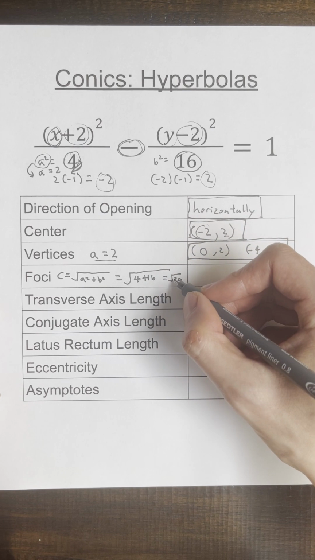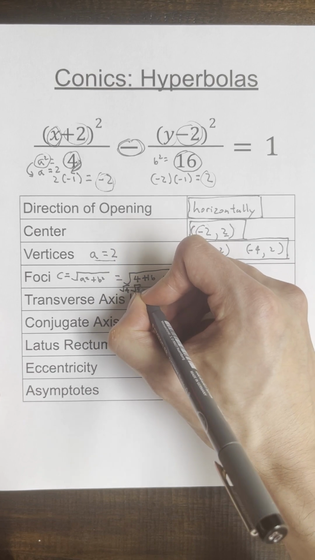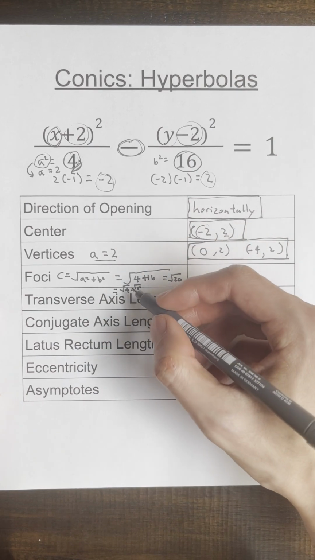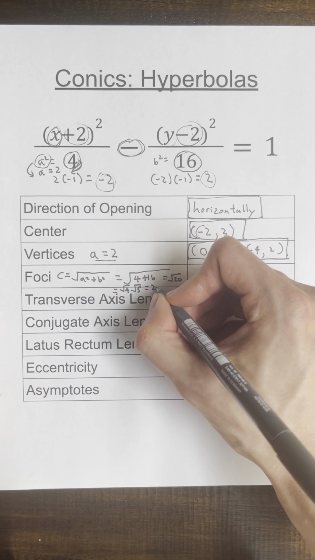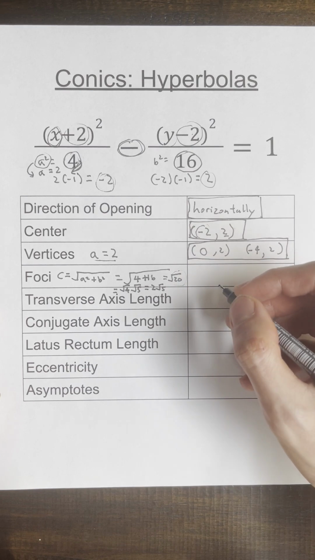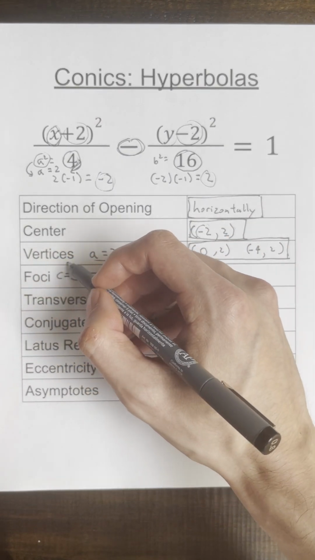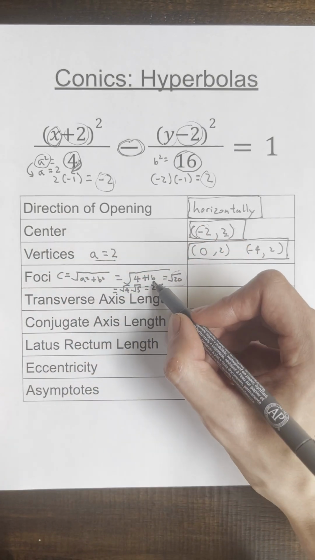And I'm going to rewrite square root of 20 as square root of 4 times square root of 5. Why am I doing this? Because I know that the square root of 4 is a whole number. It's equal to 2. So that's how we simplified this radical. So C is equal to how much? 2 root 5. Okay. And we just need to repeat our steps for the vertices, except instead of using A, we need to use C, so 2 root 5.